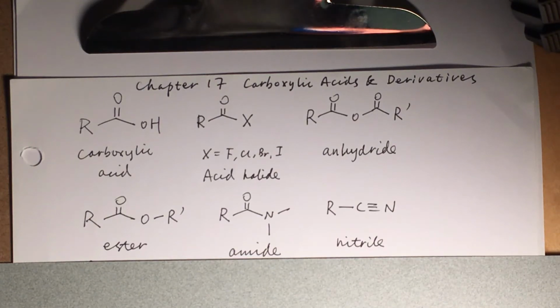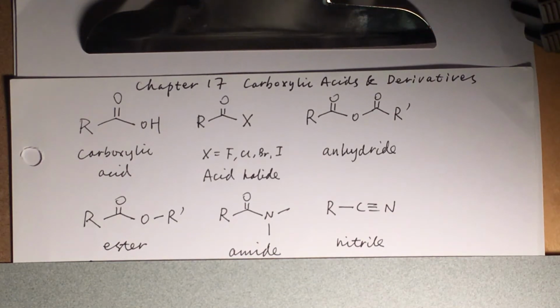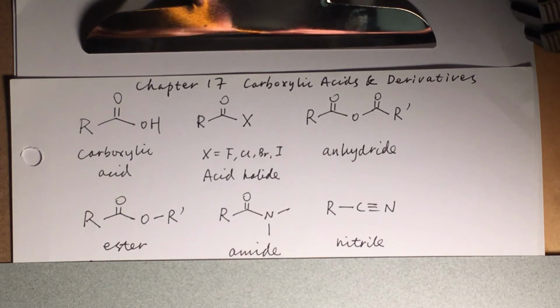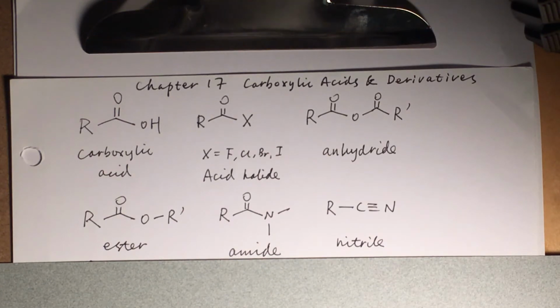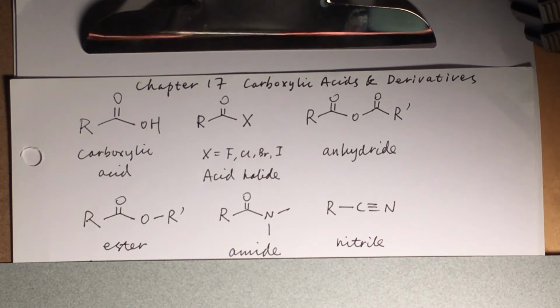All right, chapter 17 of Solomon's 12th edition discusses carboxylic acids and their derivatives. These functional groups, including carboxylic acid, have a carbon double bonded to an oxygen, and at the same time this carbon is also single bonded to an OH group.